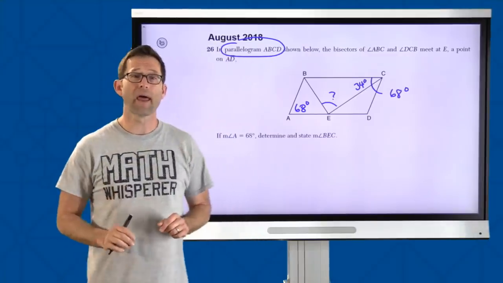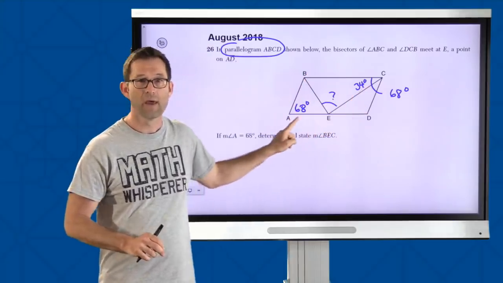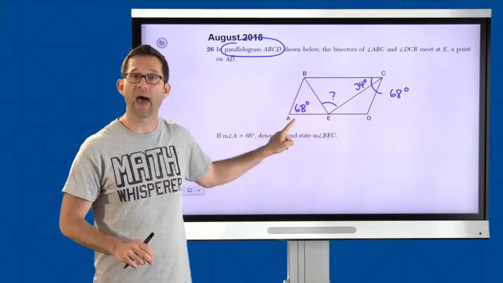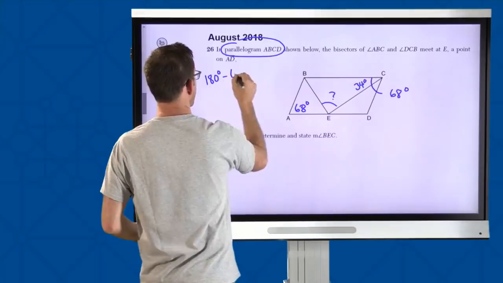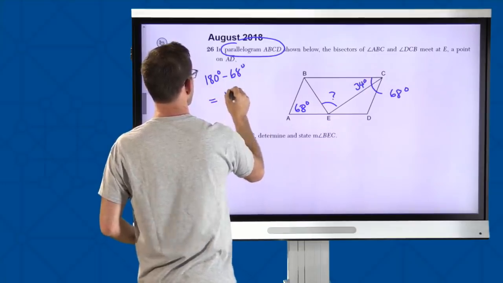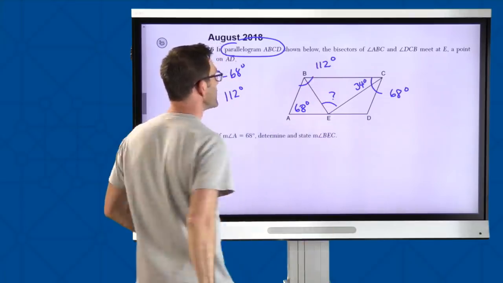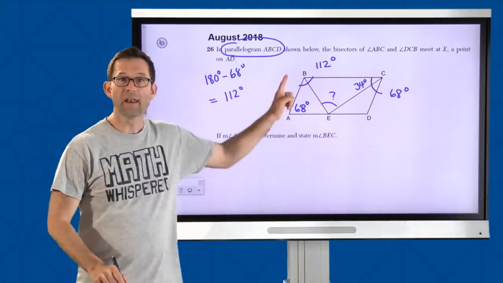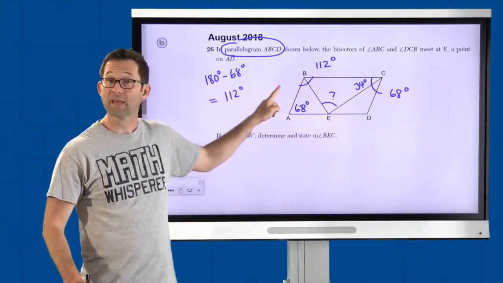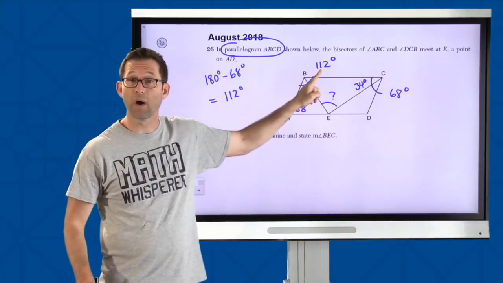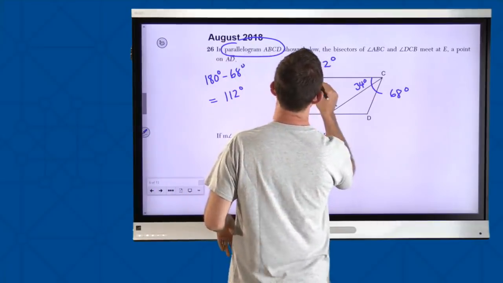Now, the other thing we should know about angles in a parallelogram is that adjacent angles, not opposite angles, are supplementary. They add up to 180 degrees. So if I do 180 degrees and I subtract 68 degrees, I'll get 112 degrees. That would be all of this, right? But again, I'm told that BE is a bisector of that angle, and since it's a bisector of that angle, I can take 112, divide it by 2, and that's going to give me, what, 56?